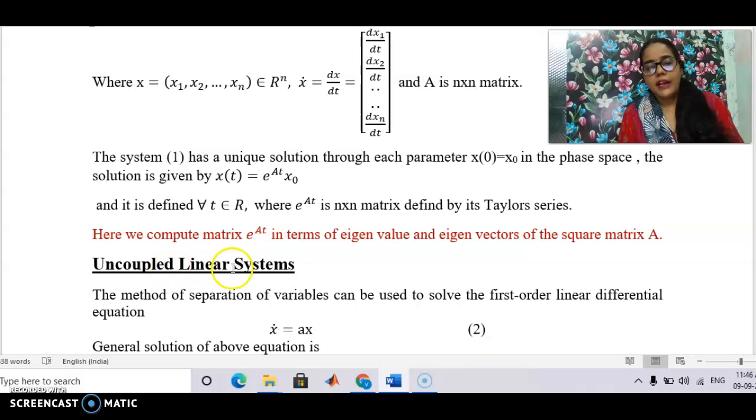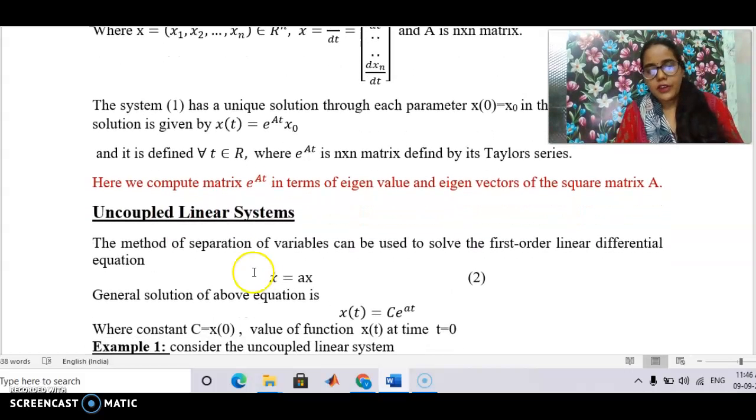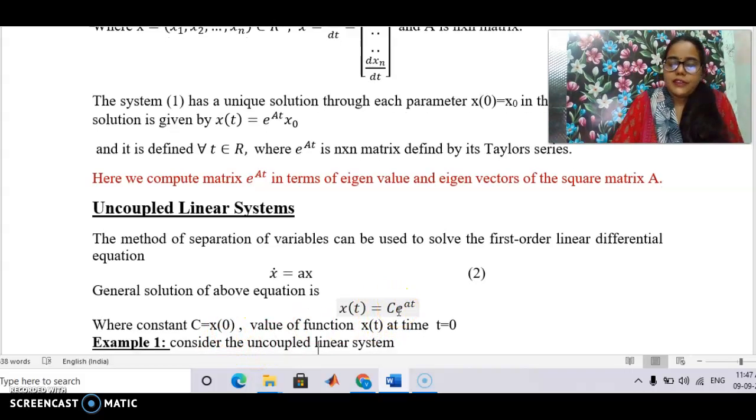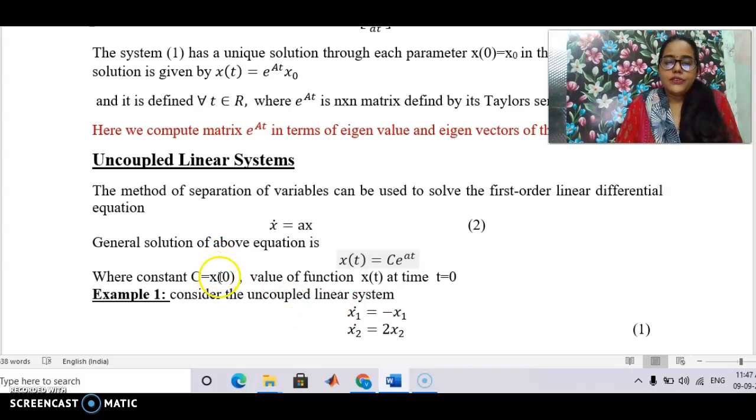So first we take an uncoupled linear system, and the equation is of that type: x dot will be equal to ax. Because this is an uncoupled system, as I already said, dx1 over dt will be equal to some function of x1 only. So it is solved by the variable separable method, and the general solution of that type of equation is c e to the power at. And constant c is obtained by using the initial condition. When time is 0, what is the value of x? It gives the value of constant c, where c is equal to x naught, the value of the function x(t) when time is equal to 0.